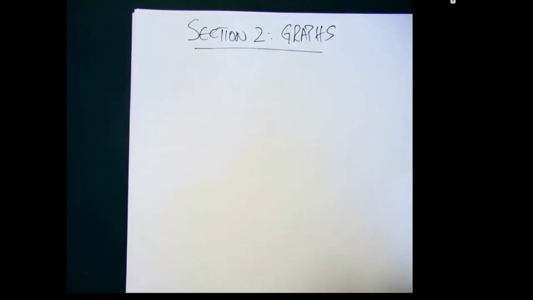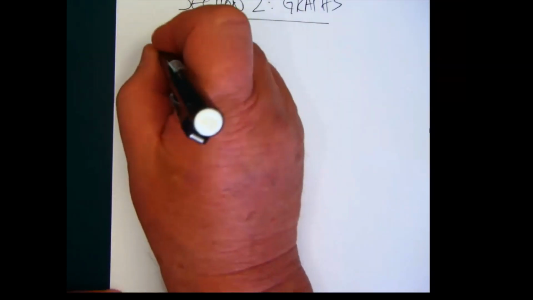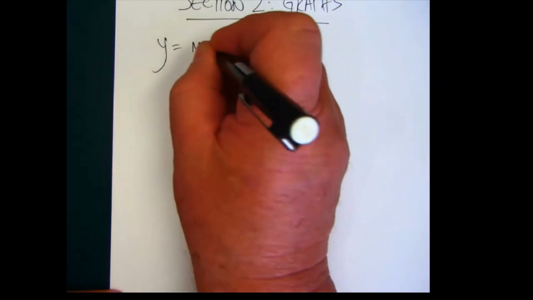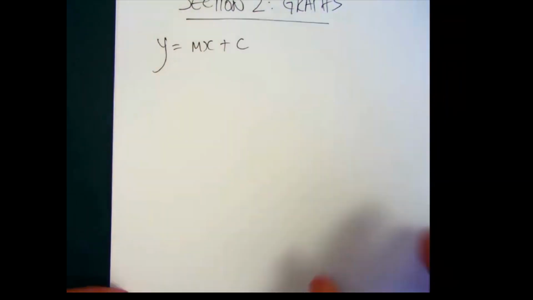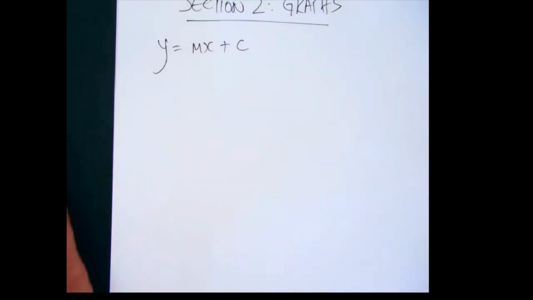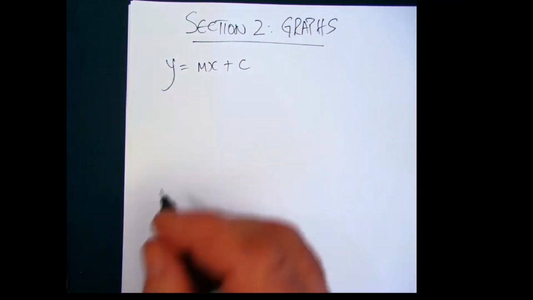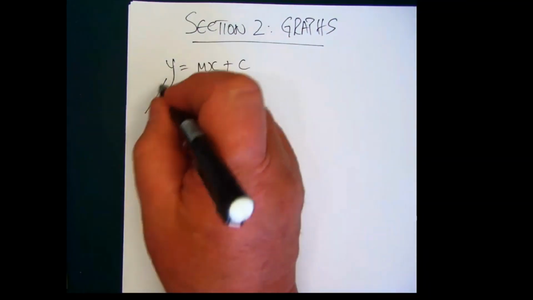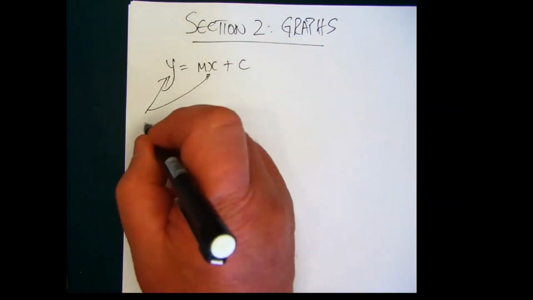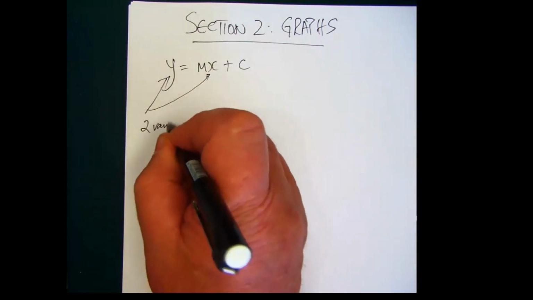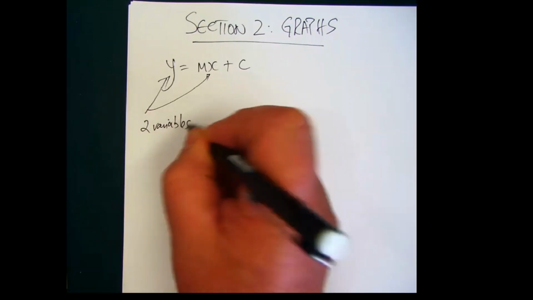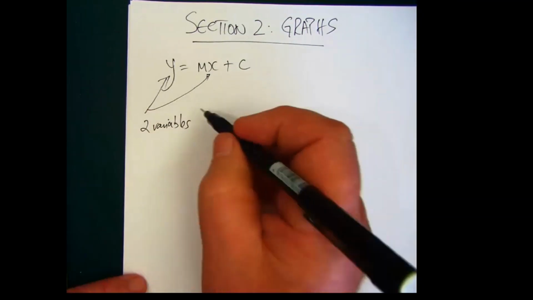Okay, now let's just go back to the general formula. Most people will read the textbooks and you will find y equals mx plus c as the general equation for the straight line. Okay, now what does this mean? Y and x are the two variables. They vary with each other. As one changes, the other will change.